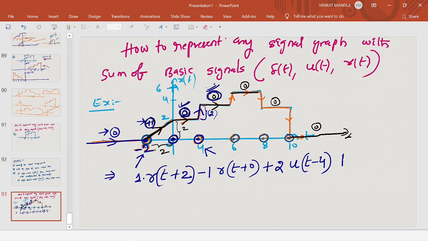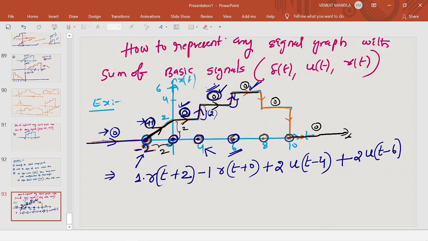Next one is at t equal to 6, next signal changing point. Calculate the final slope minus initial slope. This is the final slope 0, and this is the initial slope 0. 0 minus 0, 0. So you have step exist, and what is the step size? Step size is this one. So that too, this is increasing. So what is the step size? 4 to 6. This is 2 units. 2 units step exist at t equal to 6. So that is t minus 6.